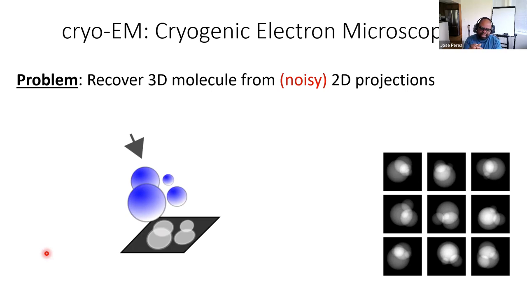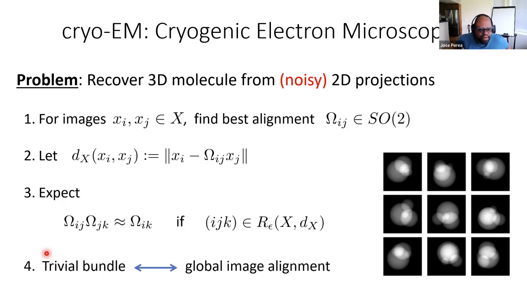The idea is take photos that are taken from similar viewing angles and average them to rule out the noise. But you have to know which photos were taken from nearby viewing angles, which is not available because the photos were taken from random unknown positions, because the molecule is just moving in space without control. So here's what we're going to do. For each pair of images, what you could do is find the best rotational alignment. So you put one on top of the other via an SO2 rotation.